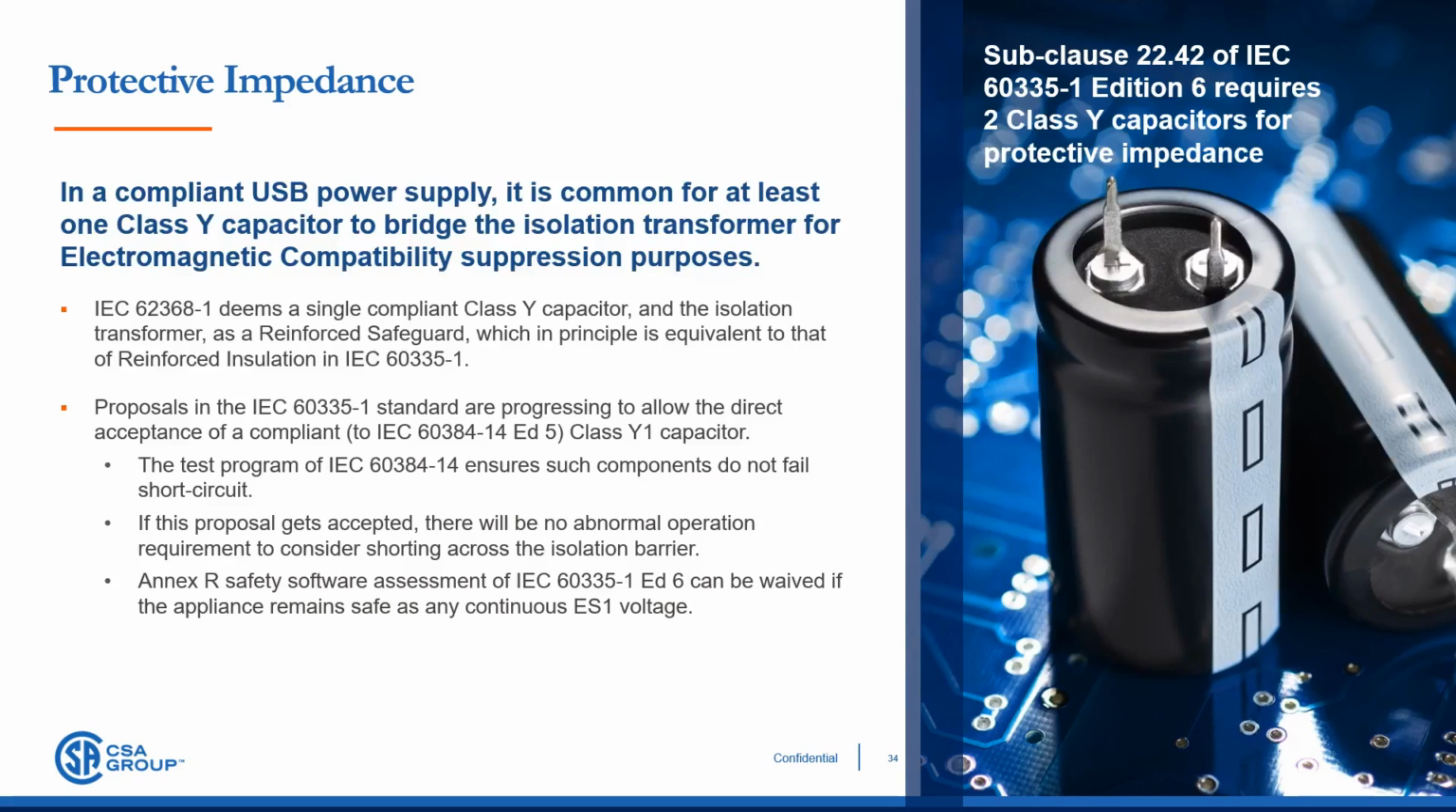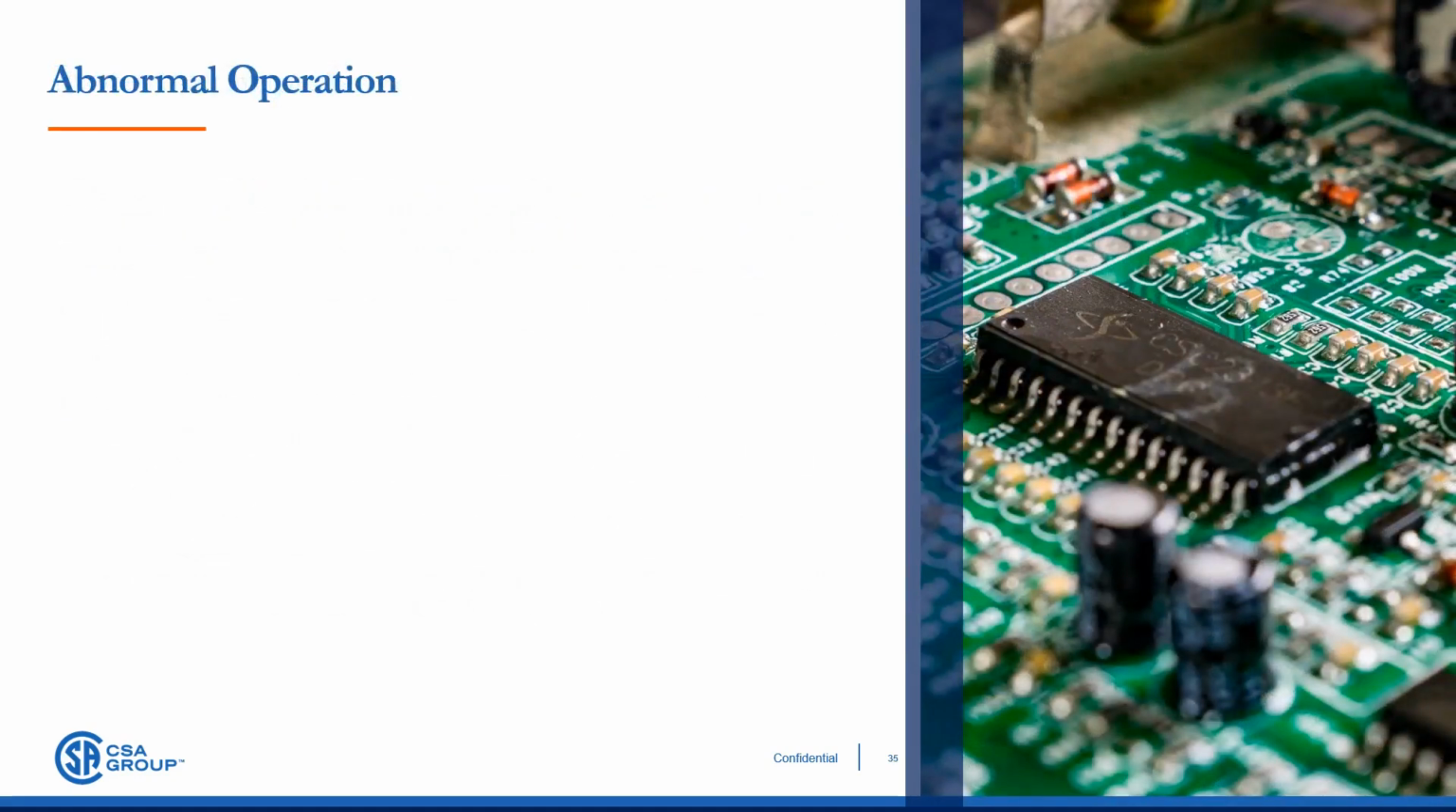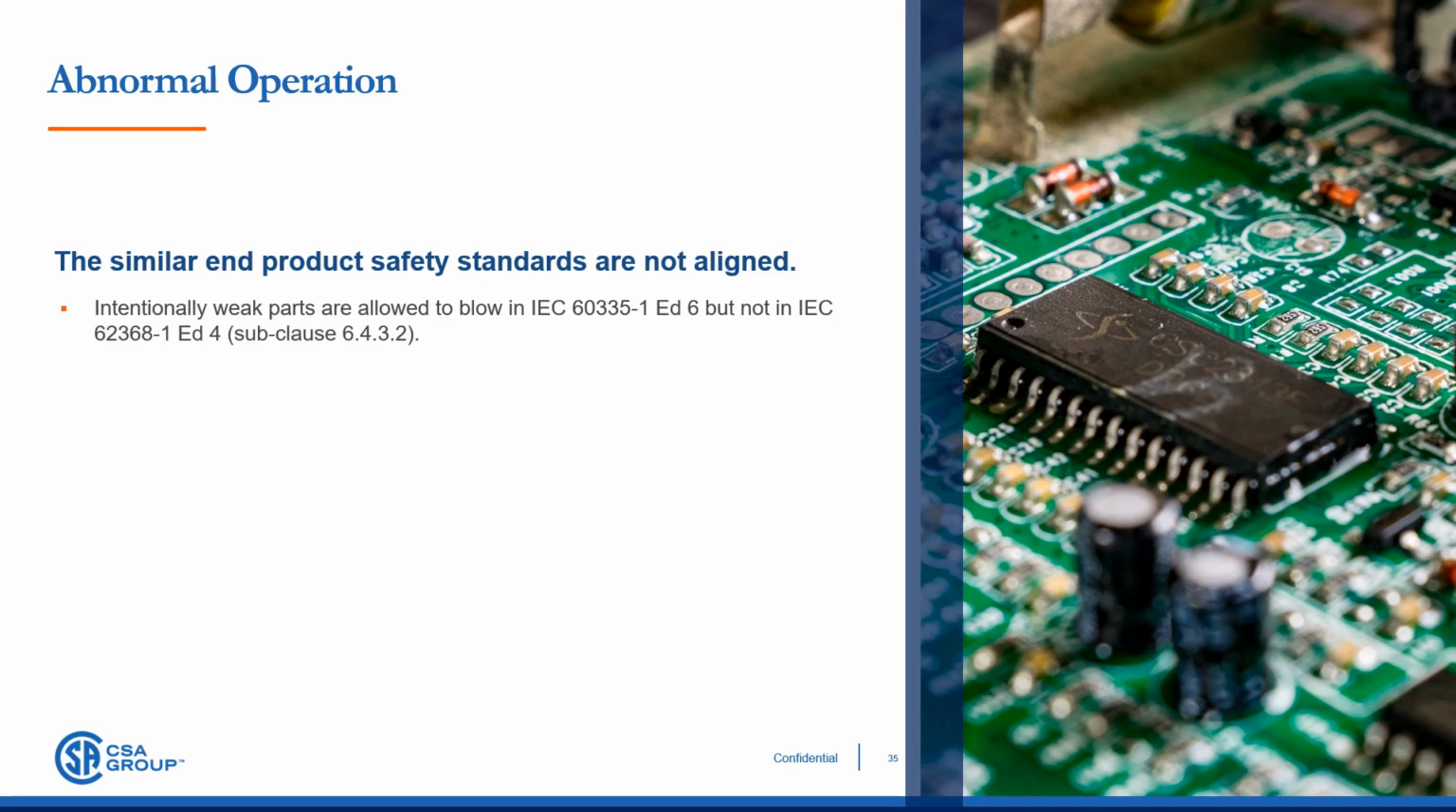In examining the differences in abnormal operation assessments for the similar end product standards, it becomes evident that the standards lack alignment. Despite differences in their structural requirements, key technical distinctions exist. For instance, intentionally weak parts as defined in IEC 60335-1 includes tracks that blow during the abnormal operation tests, but this is not permitted in subclause 6.4.3.2 in the fourth edition of IEC 62368-1.